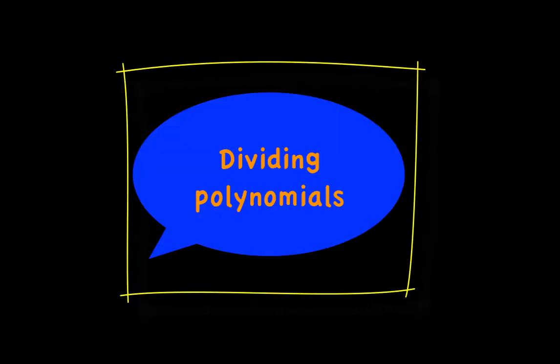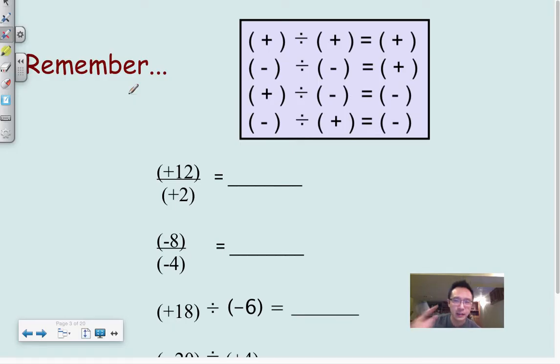Dividing polynomials. Hey, this is going to be a good video on dividing polynomials. It's going to be a fast one because dividing polynomials is very similar to multiplying, except that you're going backwards. Just to start you off, remember we did this for multiplying polynomials, right? Positive times positive is a positive, etc. Well, those laws apply to division as well.